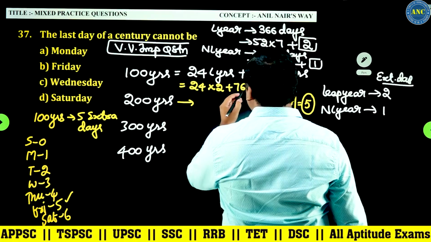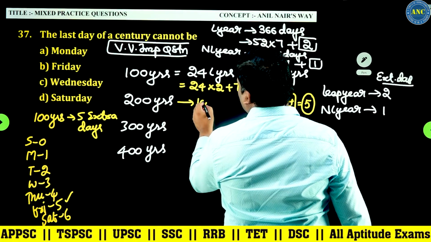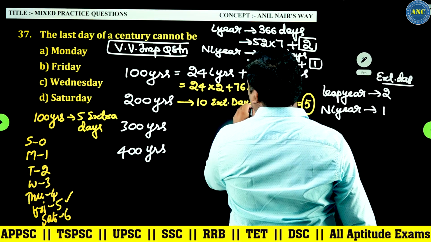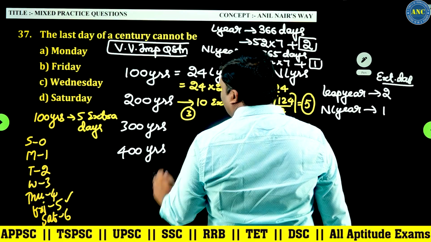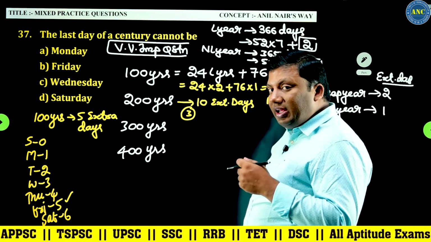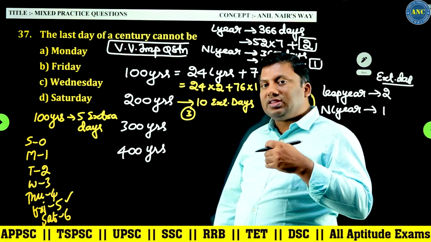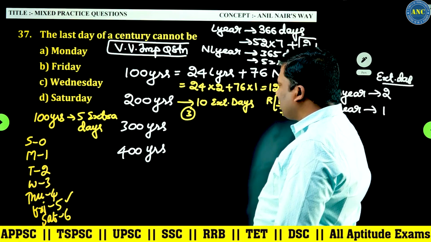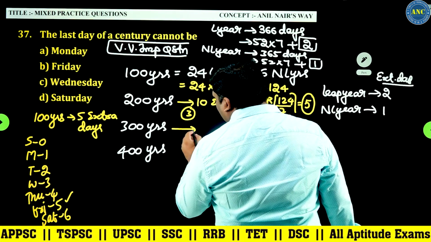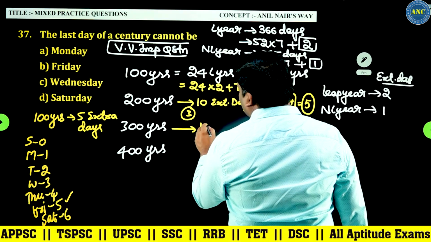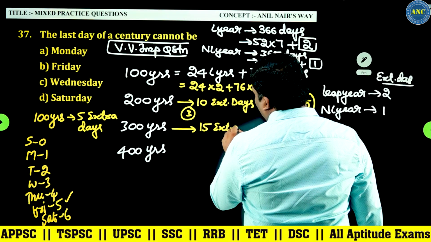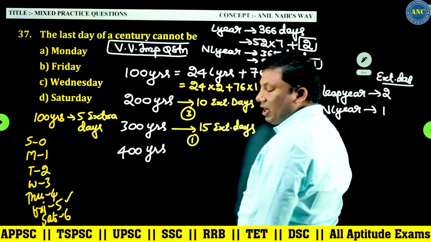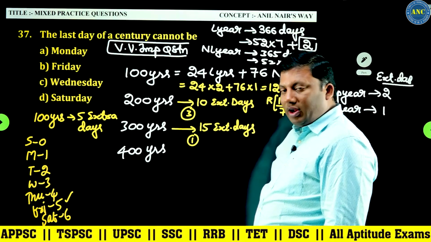100 twos are 200, 5 twos are 10. 200 years has 10 extra days. 10 divided by 7 leaves 3 odd days. So 100 years has 5 extra days, and 200 years has 3 extra days. 300 years means 15 extra days. 15 divided by 7 leaves 1 extra day. So 300 years has 1 extra day.